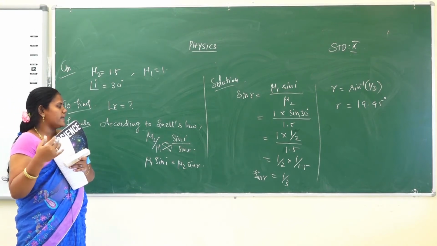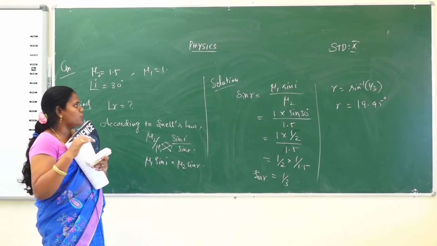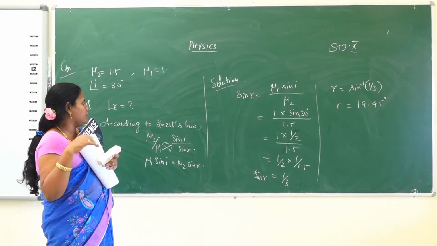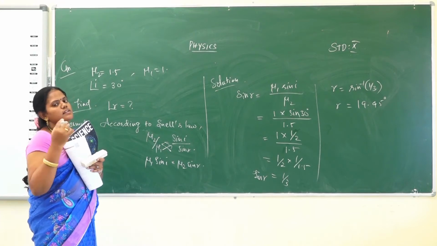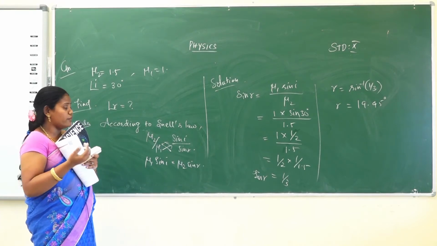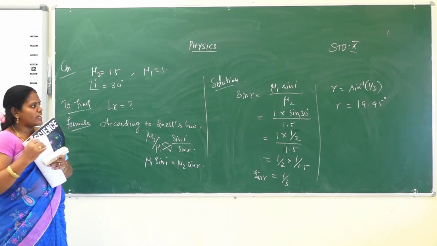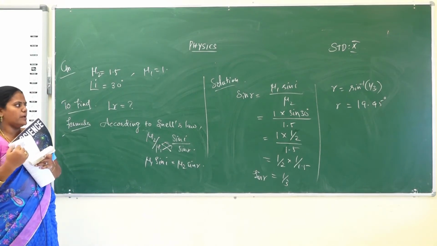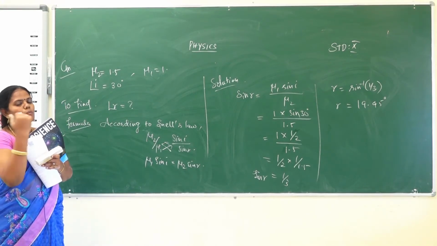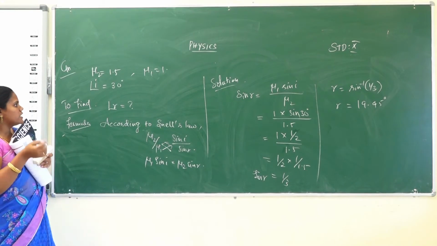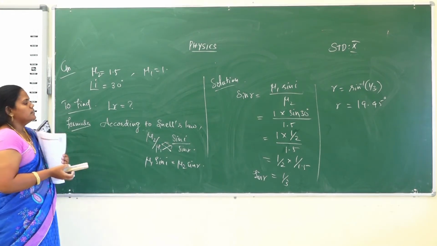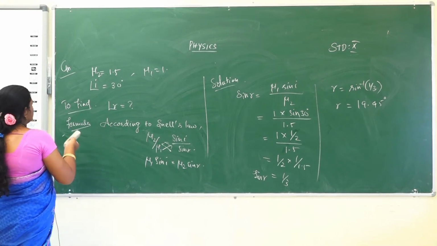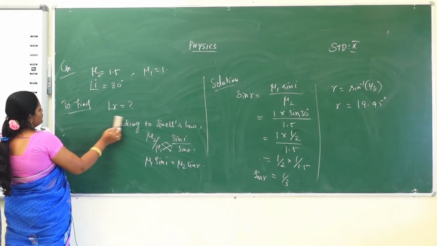So we can easily calculate the sin r value. It will be equal to mu1 sin i by mu2. Substitute the mu1 value, mu2 value and i value, and we will easily calculate the angle of refraction. Refraction only occurs here, because the light travels from one medium to another medium. Okay, then note down all the steps and go for the next one.